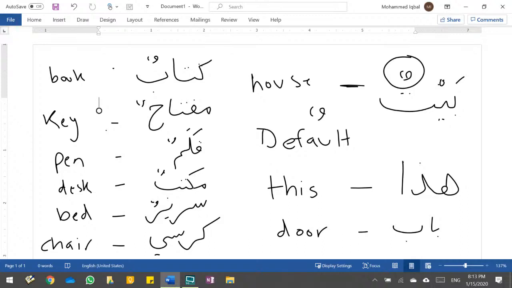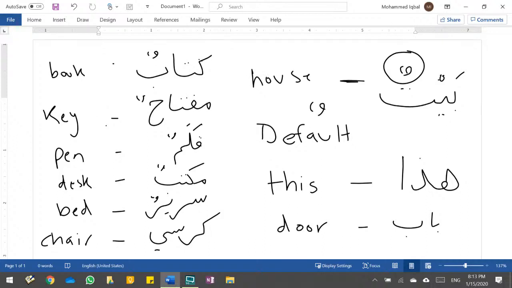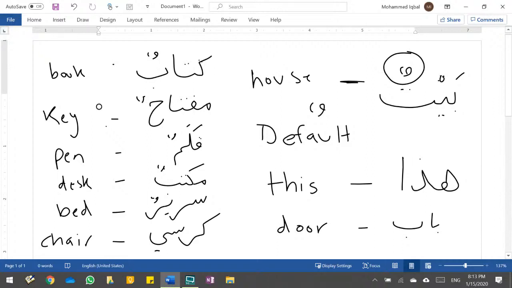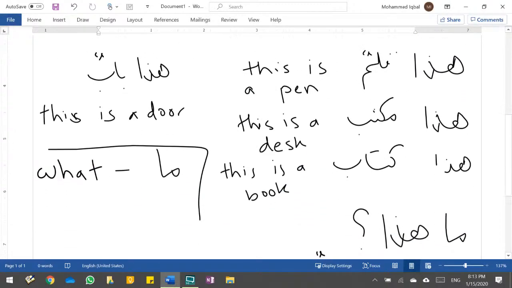So today we had baytun, kitabun, miftahun, qalamun, maktabun, sarirun, kursiyun. What is this, seven? Eight words, and then babun. This is babun right here, right? We also learned that hadha means this, right? And then we learned that every word's default is dhammatain, two dhammas, right? So whenever you say a sentence, this is a man. In Arabic, man is rajulun. Hadha rajulun. You see the un? That's called dhammatain, default. Every word, the default is dhammatain. Every single word. The last letter, right, the last letter.